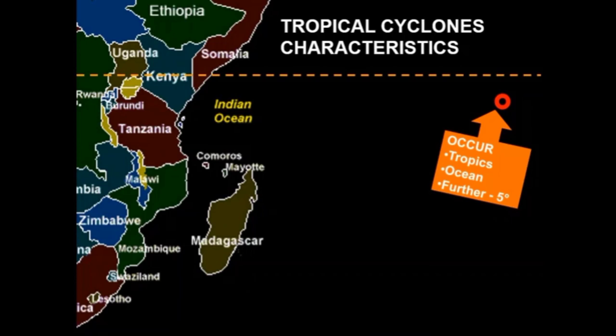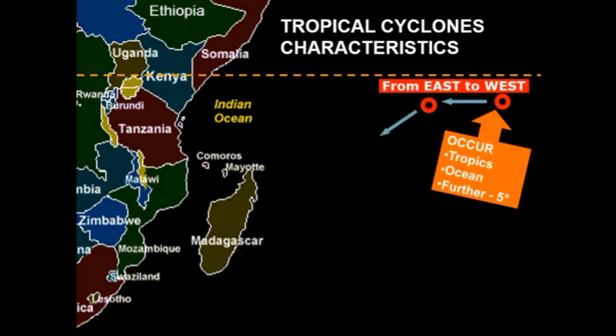Then we said it starts over the ocean and over the tropics. Now the ocean needs to be about 26-27 degrees Celsius. If you say plus minus 26-27 degrees Celsius, then that will be acceptable. You need warm water. And most of our, or let me say, all of our tropical cyclones start on the east coast of all our continents.